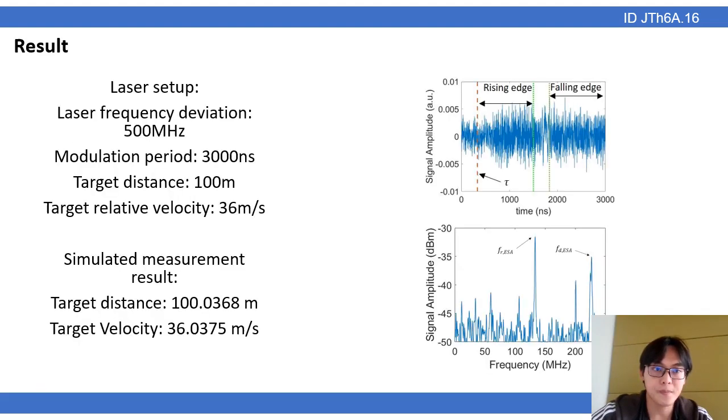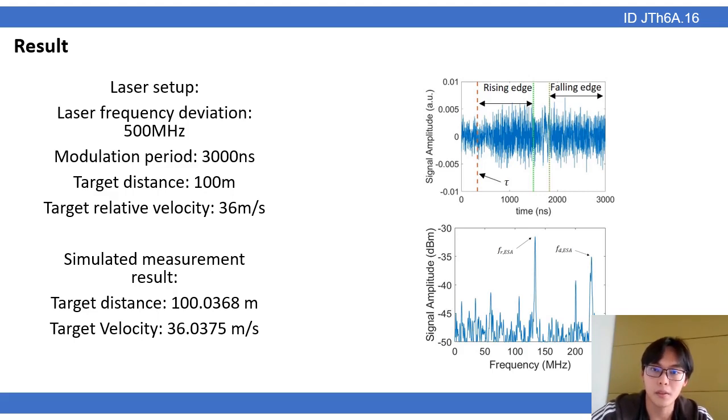So yes. Here I will start talking about the result of the simulation. Here's the laser setup. For this particular simulation, we have a laser frequency deviation of 500 MHz, modulation period of 3000 nanoseconds, target distance of 100 meters, and target relative velocity of 36 meters per second. On the right, you can see the spectrum extracted from the oscilloscope.